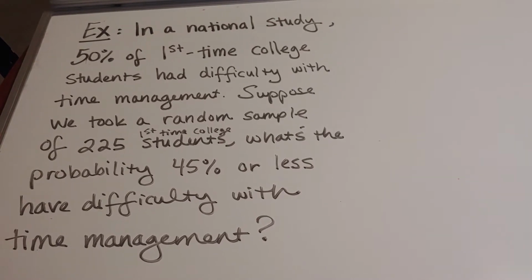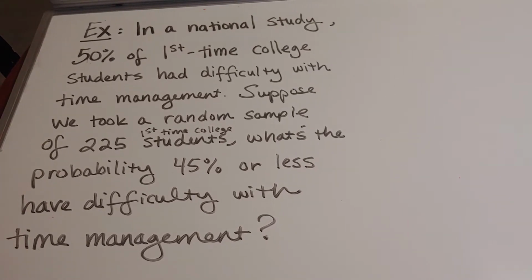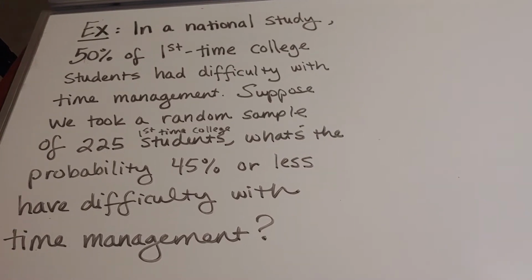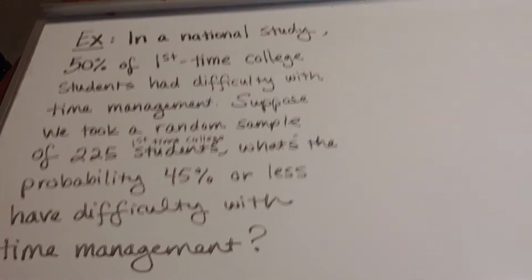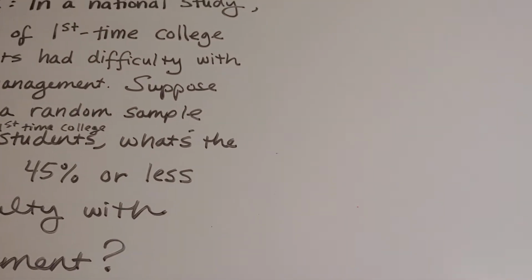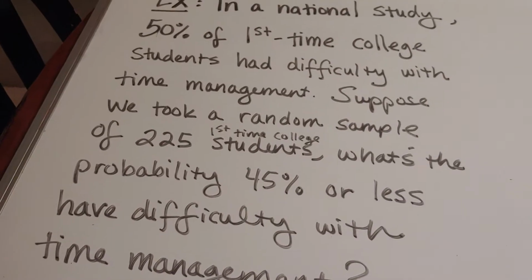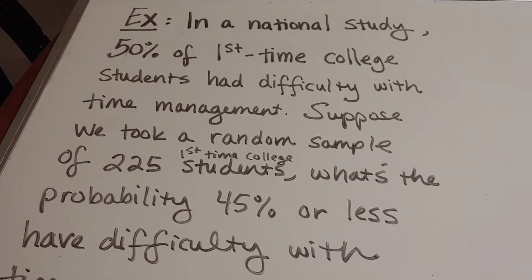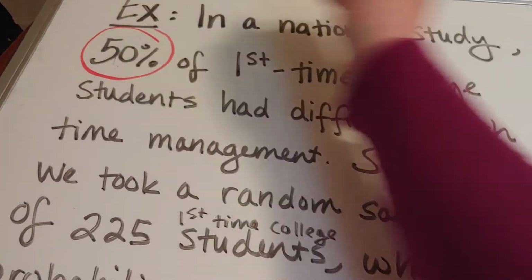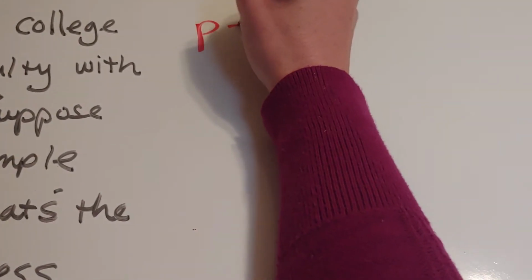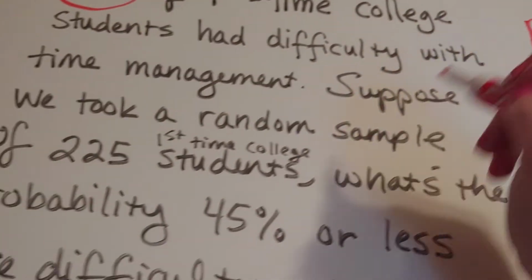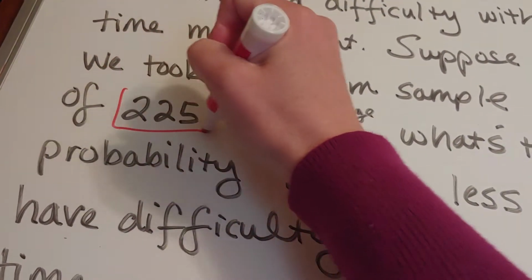So the first thing we have to do is figure out what P is, the proportion, and then we need to also figure out what N is, the sample size. So let's do that first. So let me grab my pen. And what we've got going on here is that the P is 50%. So P is 50. And N, our sample size, is 225.